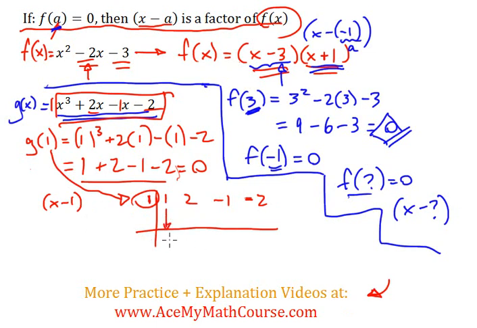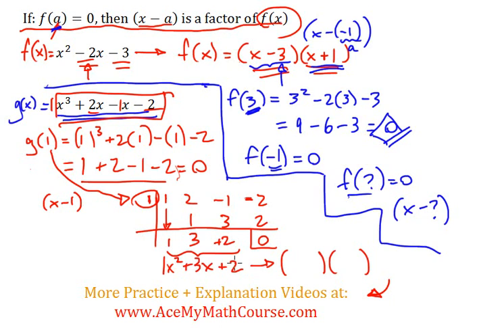So bring down a 1, 1 times 1 is 1. 2 plus 1, 3. 3 times 1, 3. Negative 1 plus 3 is 2. And that's a plus 2. 2 times 1, 2. Negative 2 plus 2 is 0. What does that mean? That is 1x squared plus 3x plus 2.